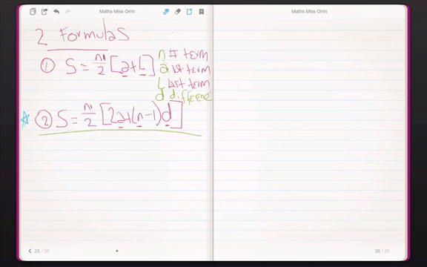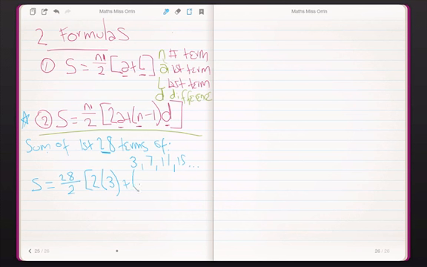Let's say we want to find the sum of the first 28 terms of this series: 3, 7, 11, 15, and so on. We're going to use the second formula. So the sum is n, which is 28, over 2, times a, the first term, which is 3, plus n, which is 28 again, minus 1, and d, the difference between the terms, which is 4.